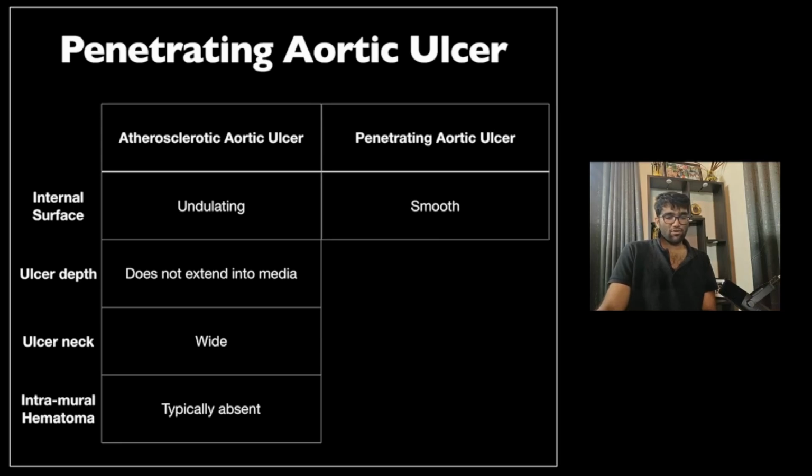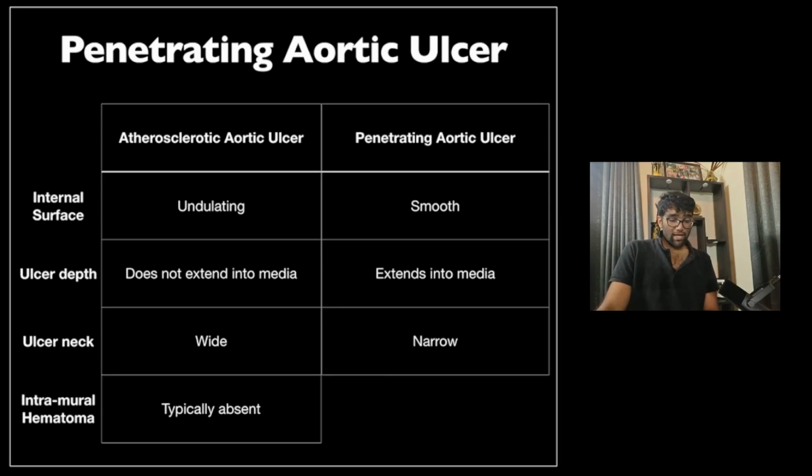In case of a penetrating atherosclerotic ulcer, the internal surface is smooth because it is penetrated up to the media. The ulcer extends into the media, again can be difficult to differentiate. Ulcer neck is very narrow, and intramural hematomas may be present and often are.